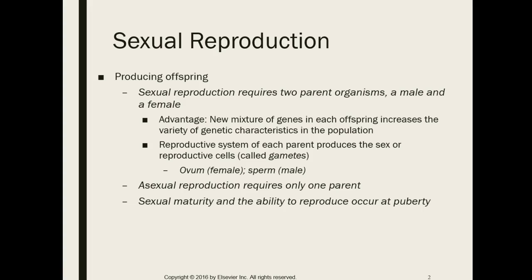So sexual reproduction is going to require two parents. Asexual only requires one parent. So that is going to result in an offspring that's genetically identical to itself. This occurs in cells. You'll see asexual reproduction. Typically, sexual maturity and the ability to reproduce will occur at puberty.